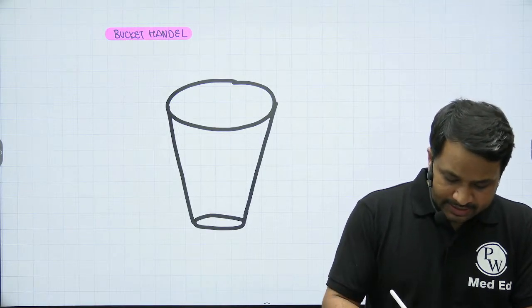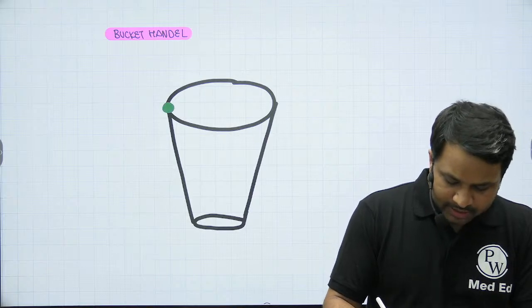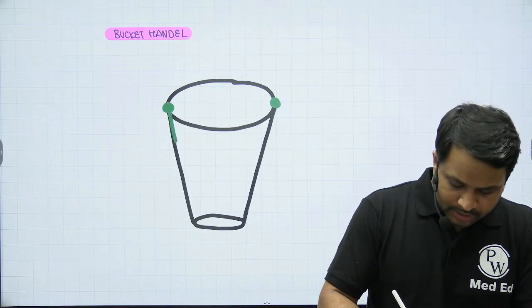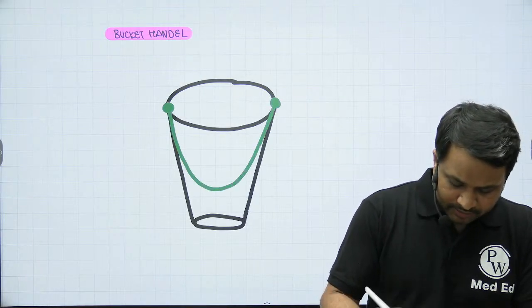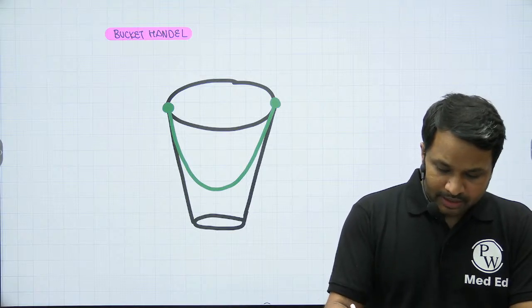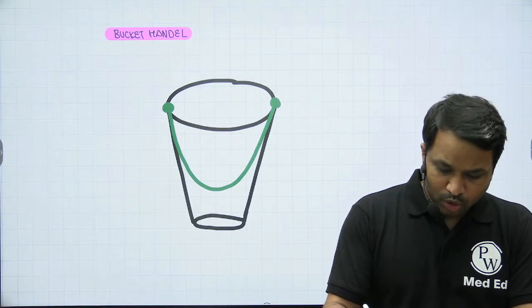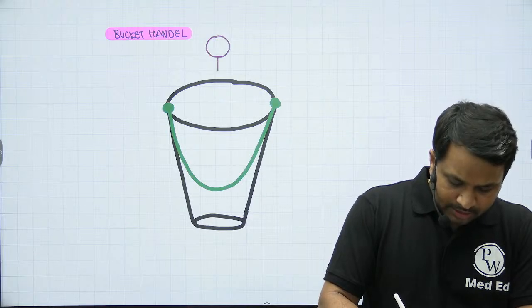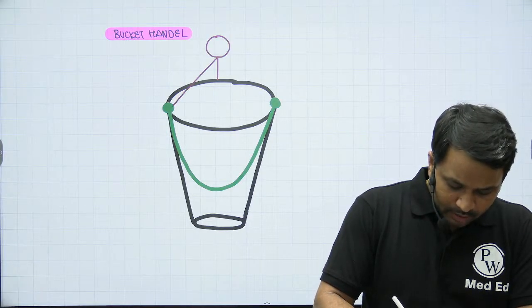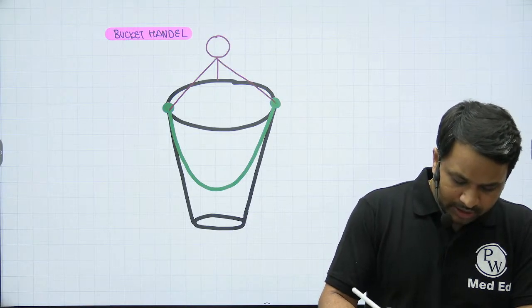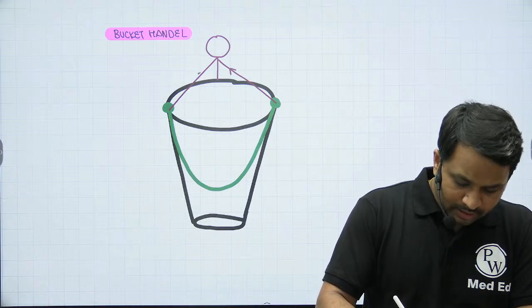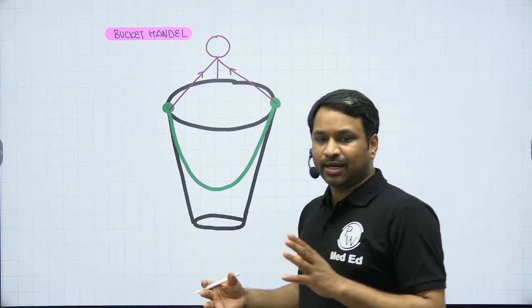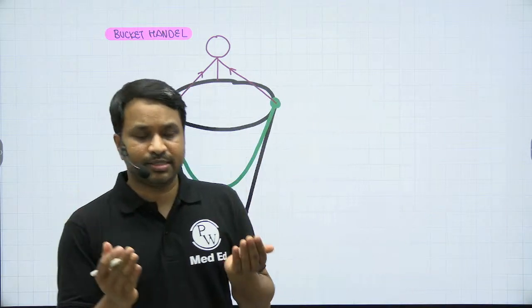Now let's say this is the bucket handle. The handle is fixed at two ends. So this is the bucket handle that we have. And behind the handle, let's say it is you who are sitting. You are sitting behind the bucket, holding the handle from both the ends and trying to pull the handle towards you. Now, when you look at this bucket handle analogy, what is the prospect of it?